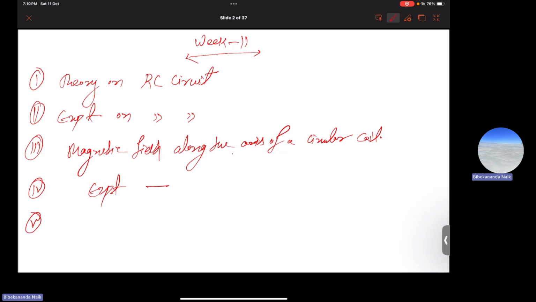Then the last one was the study of induced EMF, so the concept of induced EMF of an induction coil. So all these concepts were covered in this week's lecture. We will be solving a few problems, but before that, let's discuss briefly the concepts that have been taught in this week.